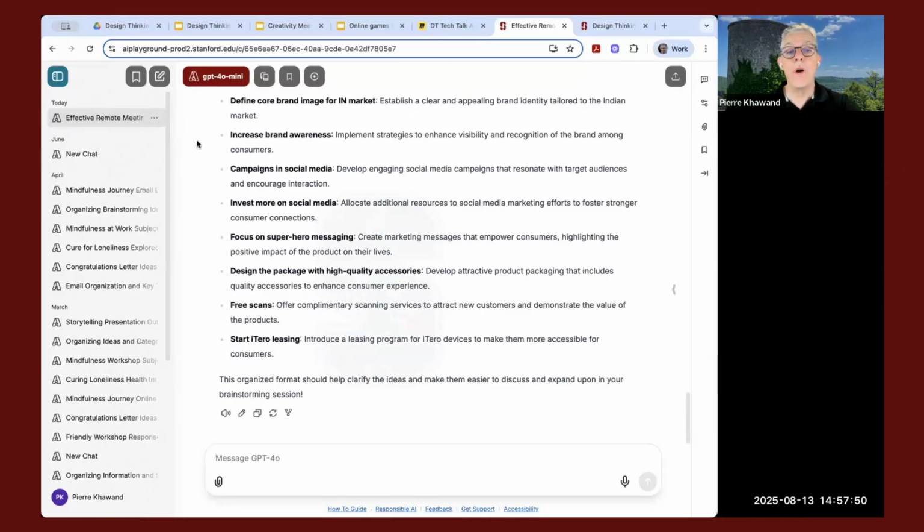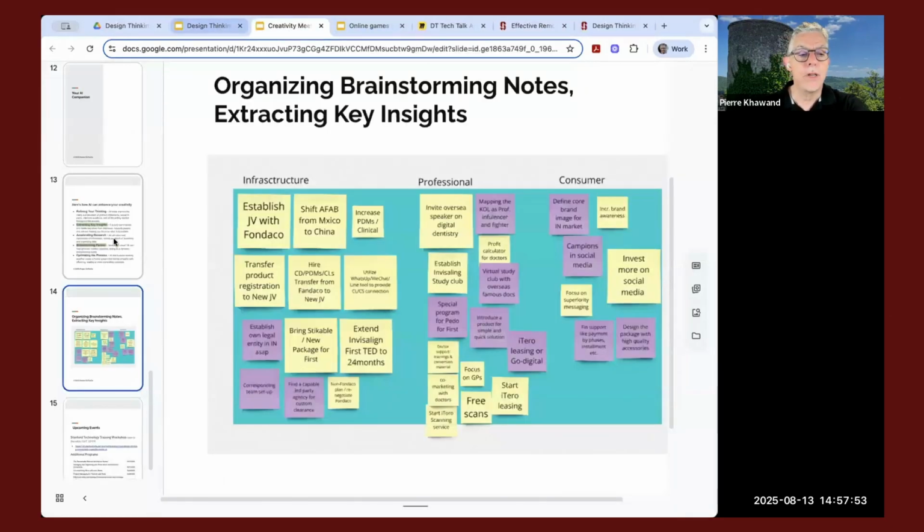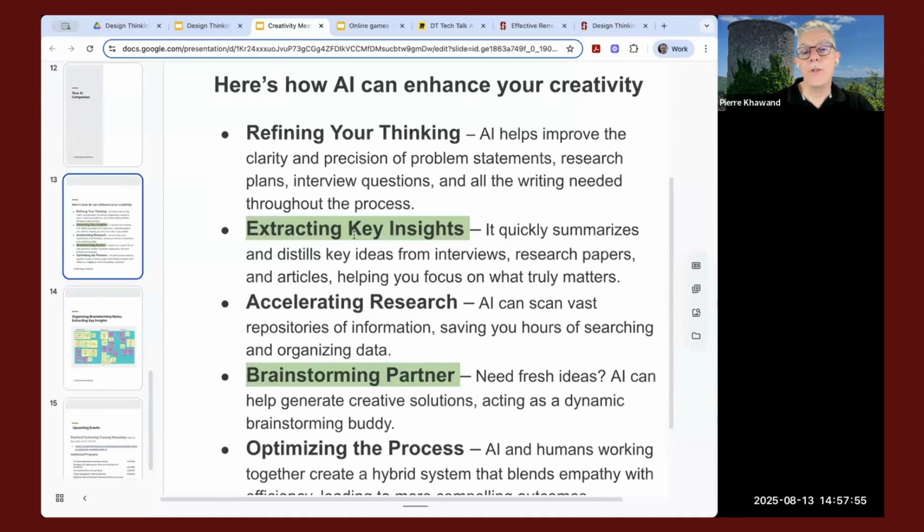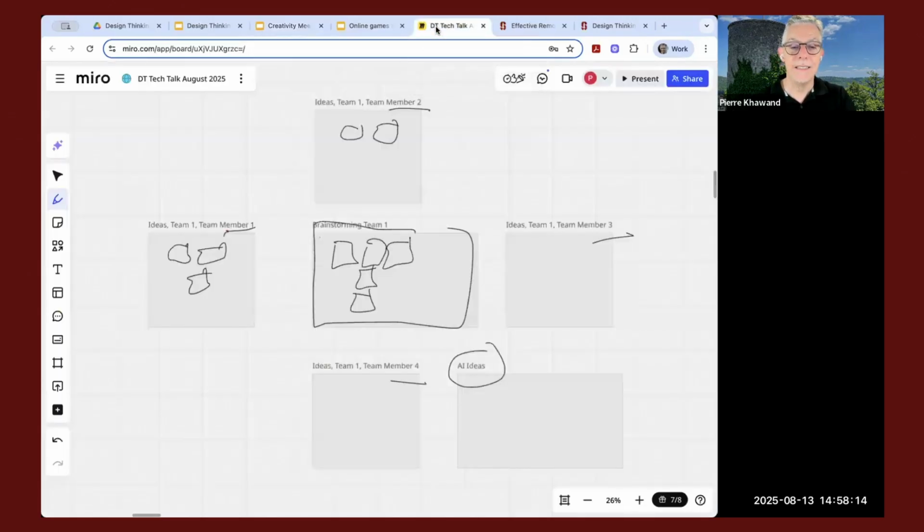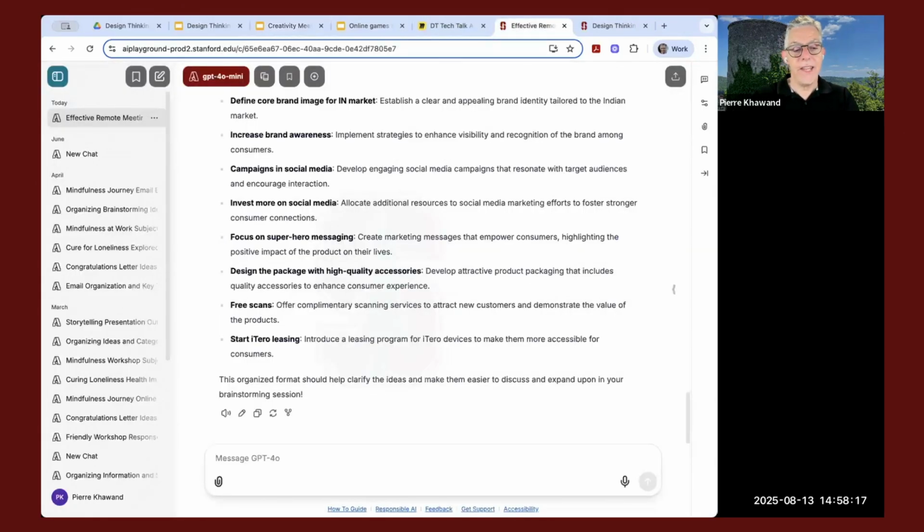Now, I might add one more thing, and this is where I was going with this. I want to extract key insights. And now we're leveraging AI to its fullest, because it's going to look at all these ideas and then try to extract from them some insights that we may not otherwise see. So I'm going to say, can you give me the key 3 to 5 insights from these ideas?